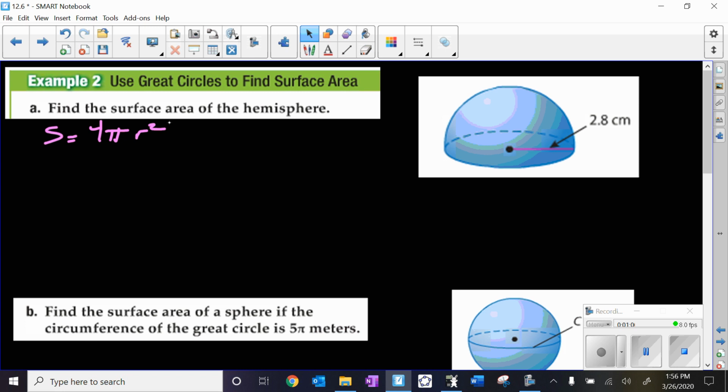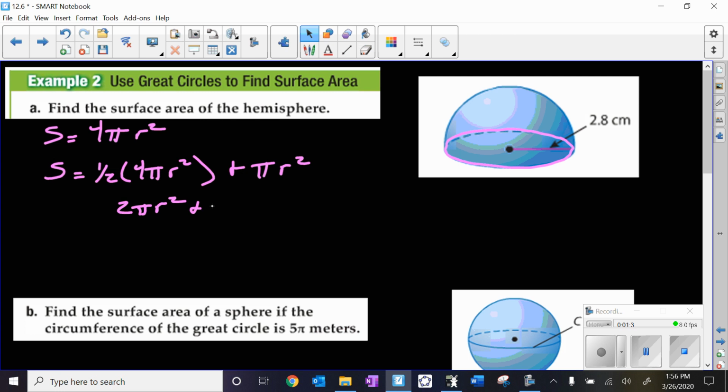So that means that in order to find the surface area of the hemisphere, we need to take half of this, but at the same time, we also need to add in the area of the great circle down here. And that's the part that we always forget about. So we need to add on another pi r squared. You can simplify this, and that will get you 2 pi r squared here, plus another pi r squared. And 2 pi r squared plus another pi r squared is going to be 3 pi r squared.